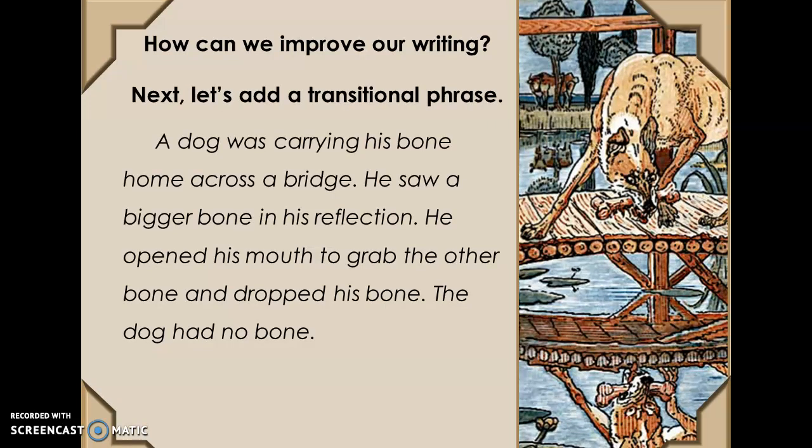Let's think about our transitional phrases. So looking at our paragraph, seeing what we wrote, and seeing how we can make it even better. So when we said a dog was carrying his bone home across a bridge, we should add when he looked into the water that he saw a bigger bone in his reflection. It makes it even clearer for the person reading our work.